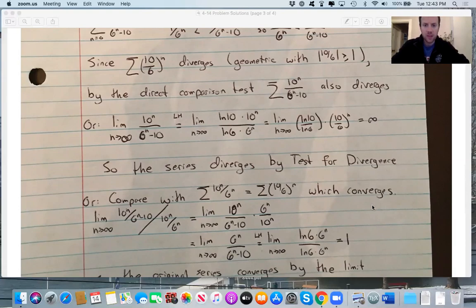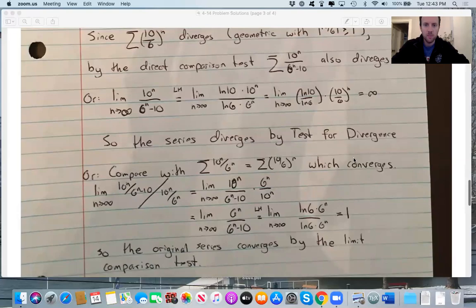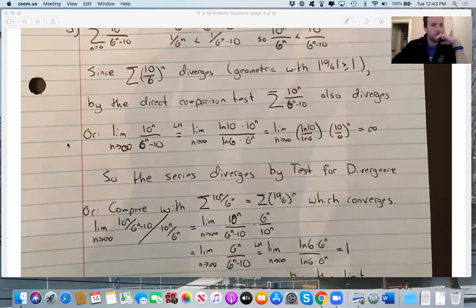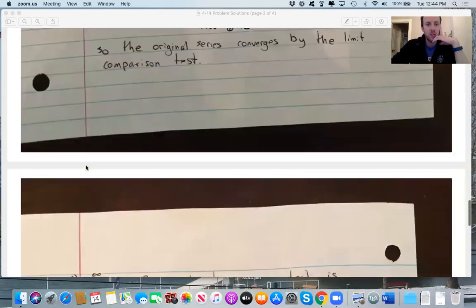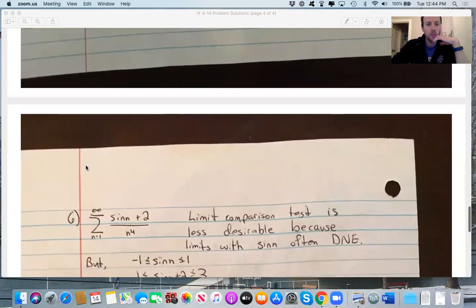So other than the fact that I messed up the most important word in this problem, in the solution, are there any questions about this example? Okay. As long as we're down here, let me do the last problem.